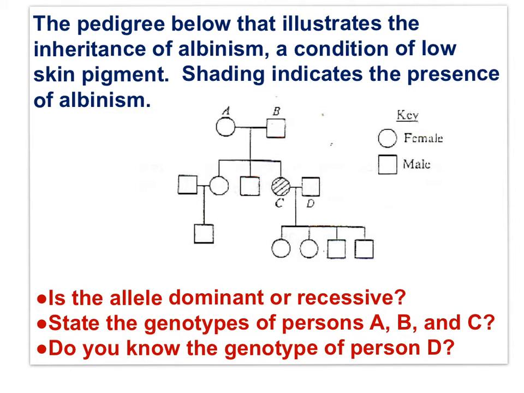Is albinism caused by a dominant or recessive allele? Albinism is a recessive allele, and you know this because these two parents do not have albinism. Yet each parent passed the hidden recessive allele to this child. If the allele were dominant, then at least one of these two parents would also have been an albino.